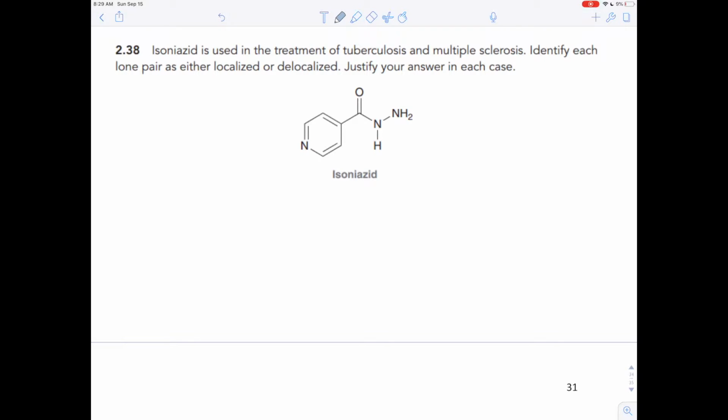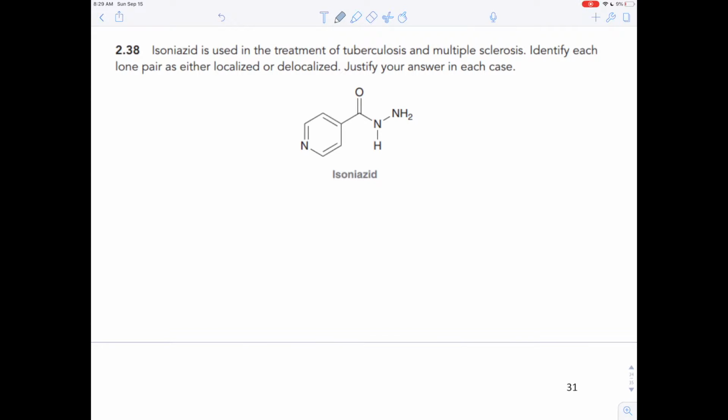Exercise 238 is talking about a drug called isoniazid, and that is used to treat tuberculosis and multiple sclerosis. What they want us to do is to identify each lone pair and say whether it's localized or delocalized, and then justify our answer. Okay, well, let's just concern ourselves with this specific structure.